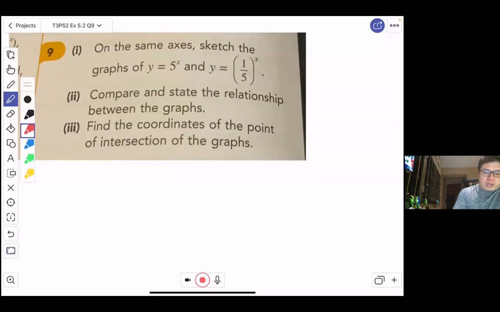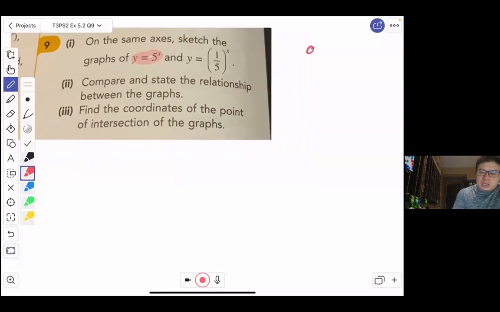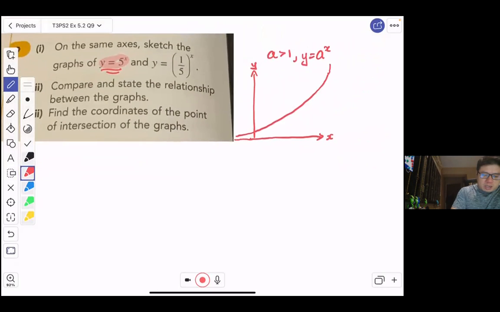And we learned before in class that if it's 5 power x, in general, our base a is more than 1, and we sketch y equals a to the power of x. The graph will be exponentially increasing, right? It will be exponentially increasing, and it really goes something like that. Okay, so this is our x-axis, y-axis, and this is how y equals a power x looks like for a more than 1. Of course, most of you will be able to draw this graph. So you know that it probably looks something like this.